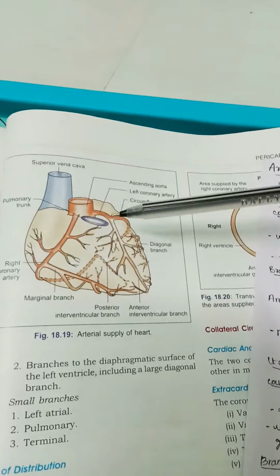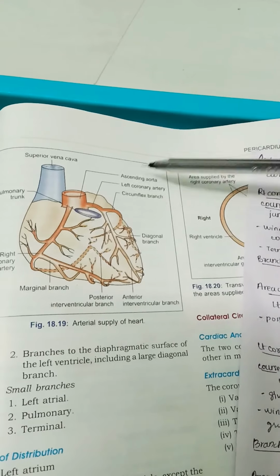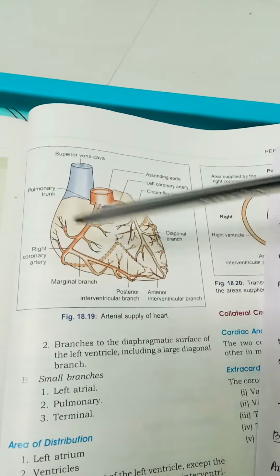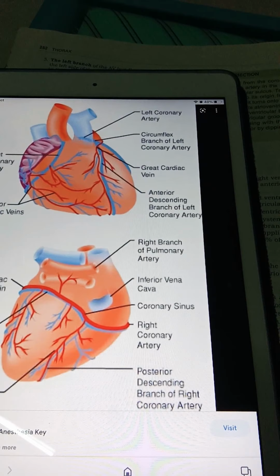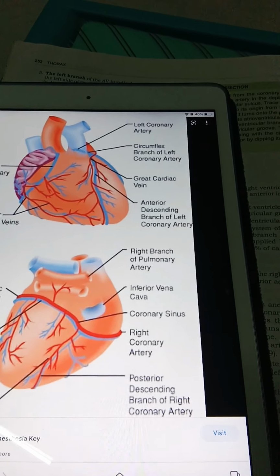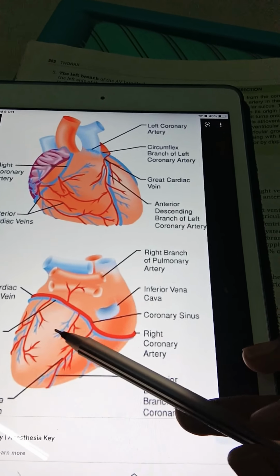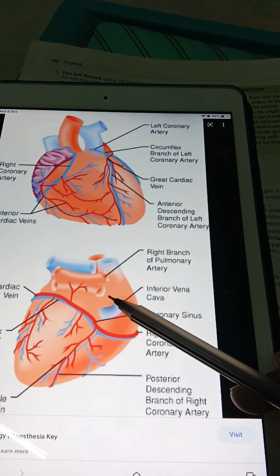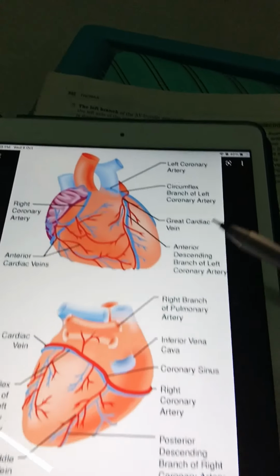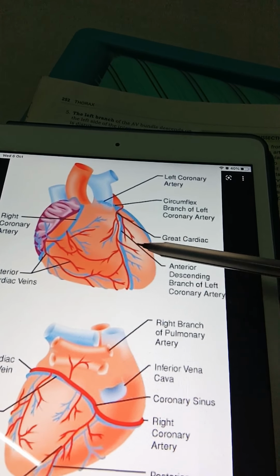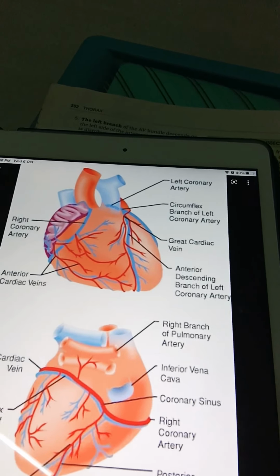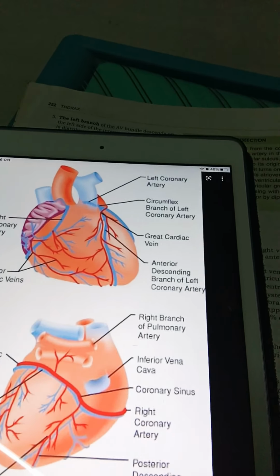So if you see, the anterior interventricular groove is supplied by the left coronary artery, whereas the right coronary artery supplies the posterior interventricular groove. And the anterior part of the interventricular septum and part of the left branch of the AV bundle: the left coronary artery will also supply the left branch of the AV bundle, and some anterior part of the interventricular septum. So these are all about the left coronary artery.